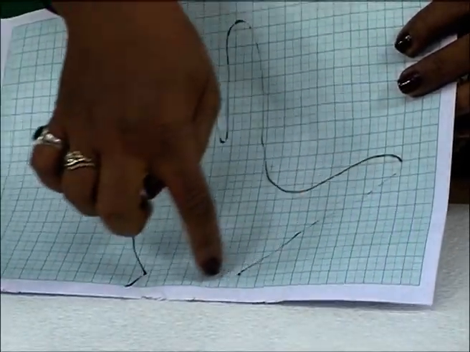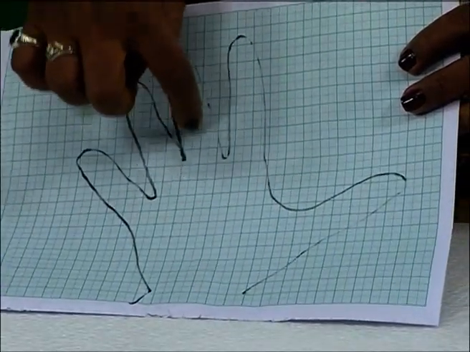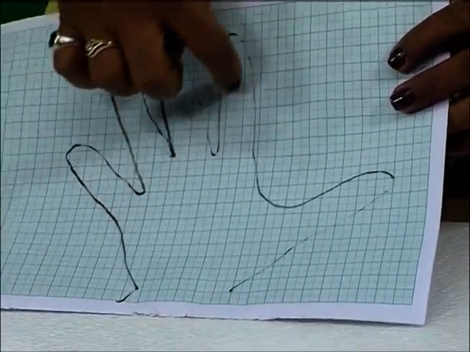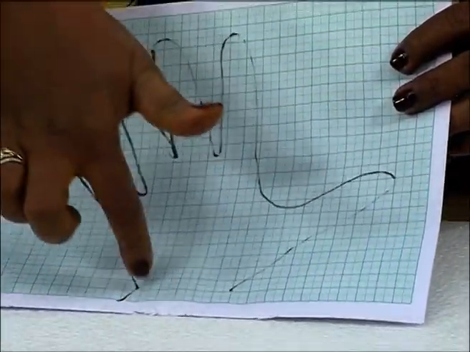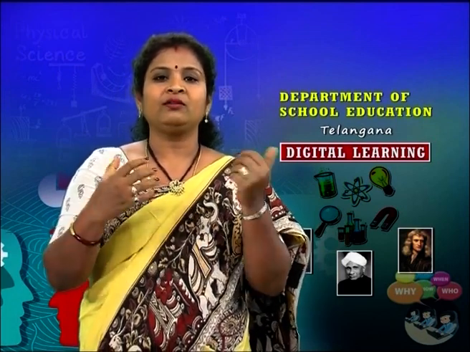And now you can count the total number of boxes which are there inside the outline. This will give you the area of your palm. So, this is the way you are going to find out the area of any irregular object. Now, what about the volume of a body?